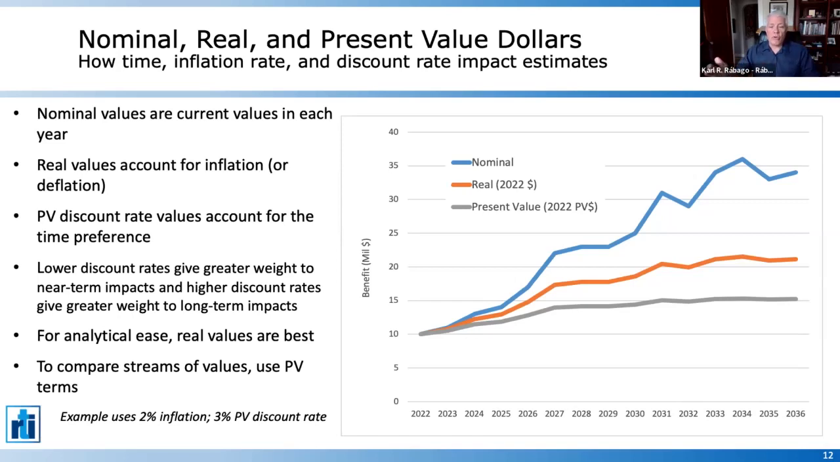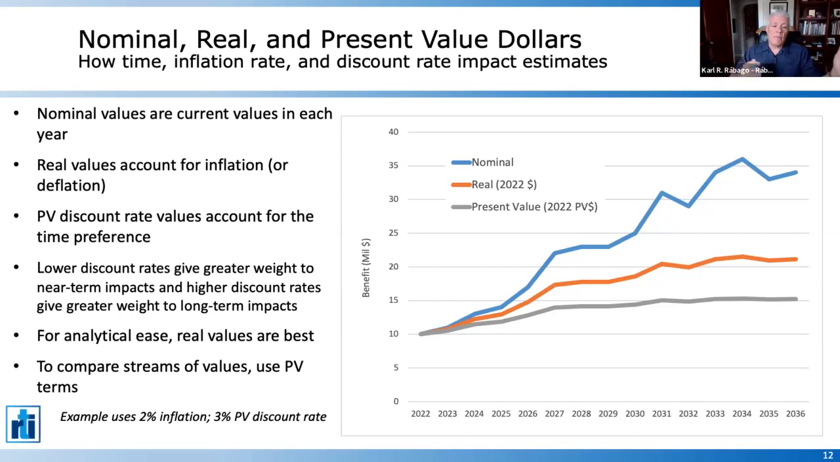Its future is not worth as much when you have inflation, or your future dollar is not worth as much as today's dollar if you have inflation. If you have a slightly higher present value discount rate going to 3%, you get the gray line here, which shows that your stream of benefits from this hypothetical program is pretty flat over the course of the years once you evaluate against that present value.